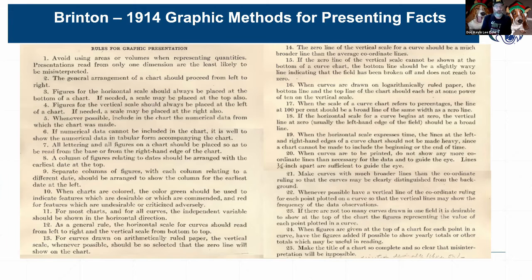When charts are colored, the color green should be used to indicate features that are desirable and red for features that are undesirable. So again, he delved a little bit into color, and he probably shouldn't have, because if any of you folks are international, I think we've got some international folks in the chat in the session still at 7:48 at the end of a long day. Red is not universally bad. There are many, many countries where red is a very honorable color, and it does not have that negativity associated with it that some of us in the West think, oh, red is bad, green is good.